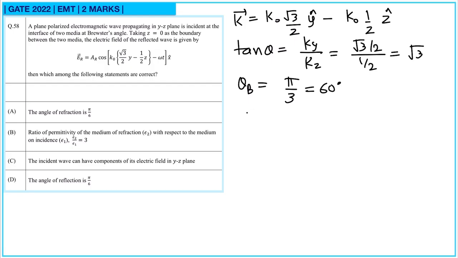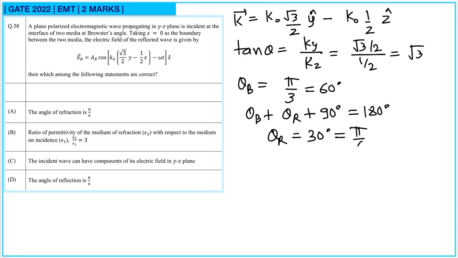Now angle of incidence theta B plus angle of refraction theta r plus 90 degree is equal to 180 degree, because they are perpendicular to each other. So from here theta r is equal to 90 plus 60 minus 180. So from here you will get 30 degree, which is pi by 6. So option A is correct. It will be pi by 6.